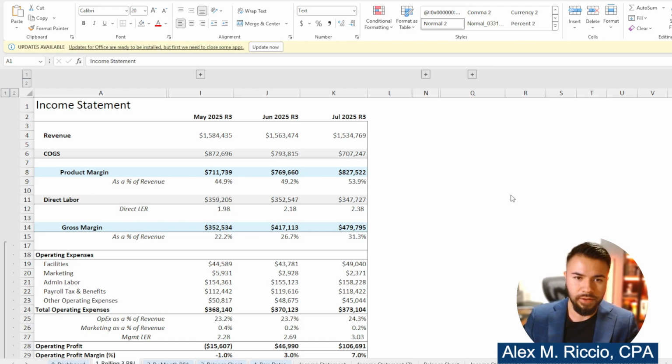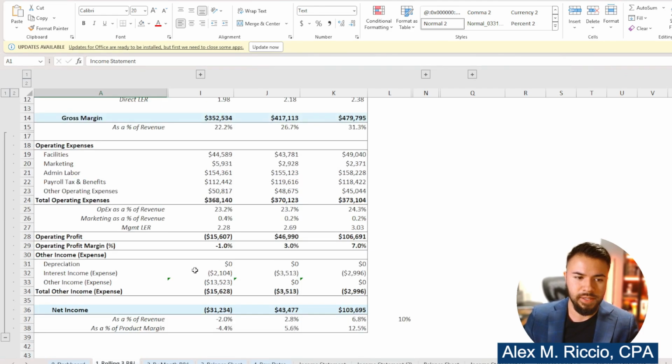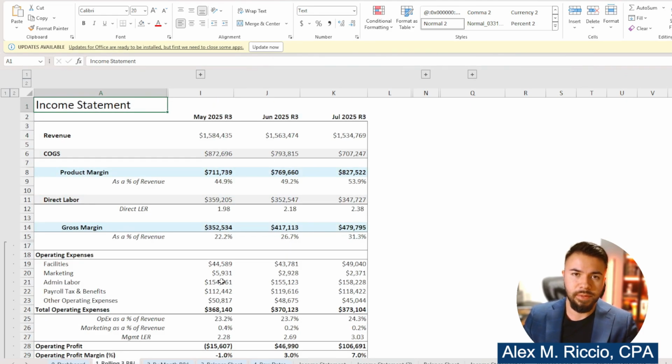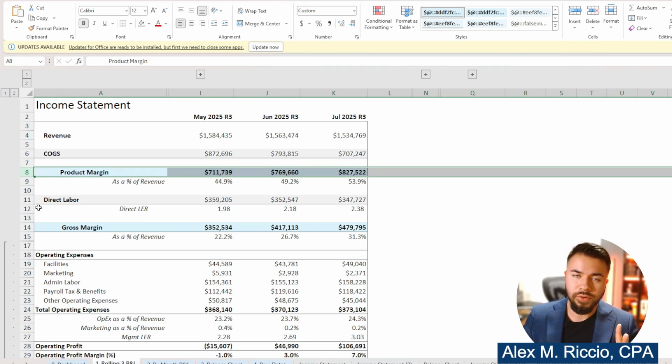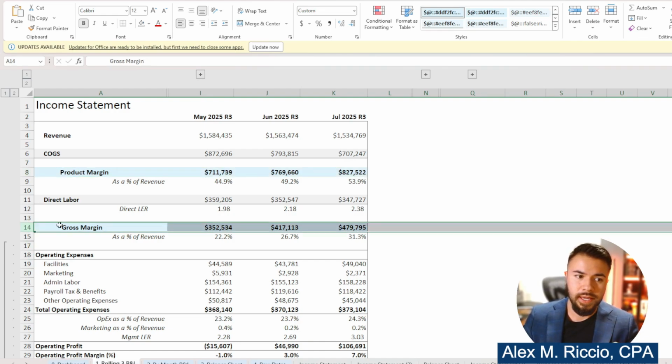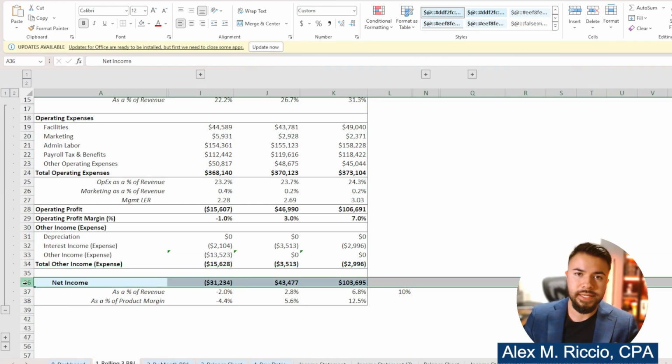First, I've got a P&L here, your typical income statement that you could expect to see with your revenue, your cost of goods, direct labor, operating expenses, and net income. So let me break down the three main types of profit margins. Number one is what I call your product margin. Number two is your gross margin. And number three is your net margin.